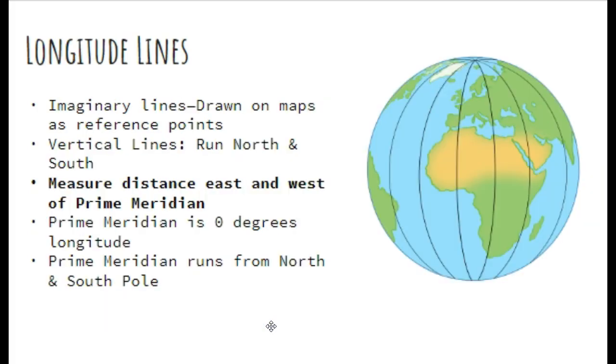Longitude lines. These are imaginary lines drawn on maps as reference points. The vertical lines run north and south. They measure distance east and west of the prime meridian, which goes through Greenwich, England, as we showed you. Prime meridian is 0 degrees longitude, and the prime meridian runs from the north pole to the south pole.